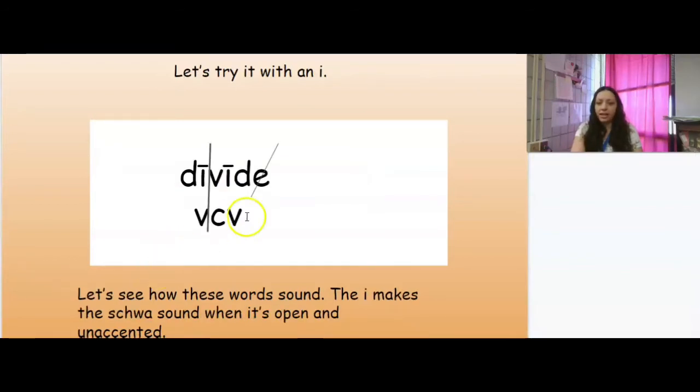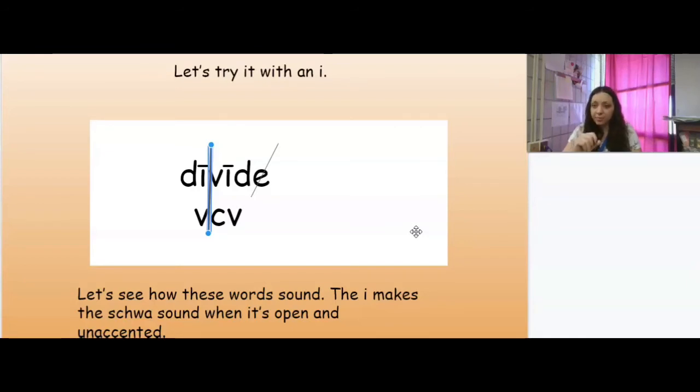Let's try it with an I. Over here, vowel, consonant, vowel, my I should be long, and this should be I sneaky E. So divide. Do we say divide? No, if I was to move this over and make it a short I, divide. That doesn't make sense either, does it? So when we break it apart here, the I makes the schwa sound if it's open and accented too. We'd say divide. It says the schwa sound.